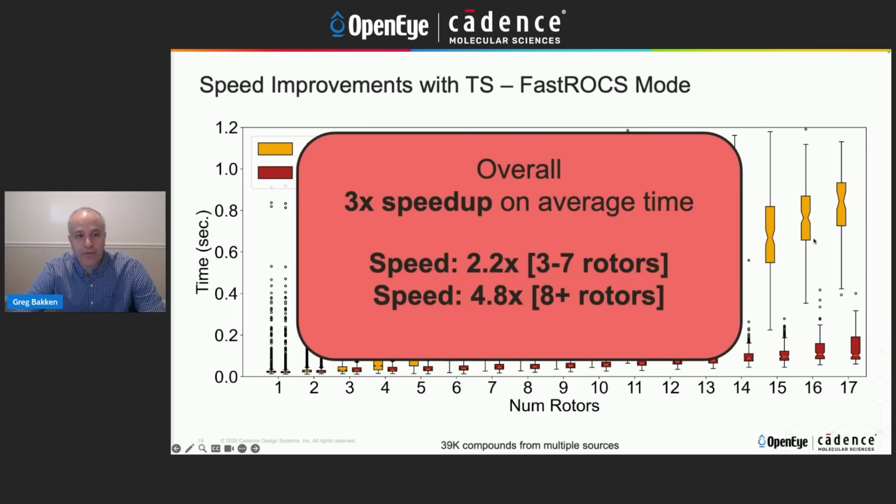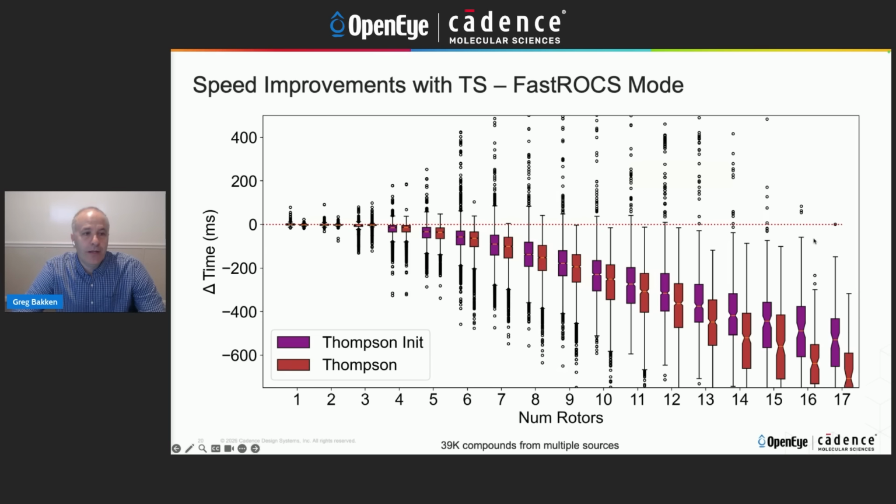So it's a little bit more of a speed up with the larger compounds, a little bit less with some of the smaller compounds that tend to have smaller conformational space to sample from because there are fewer rotors. If we look at a delta plot here, now we can compare easily the optimized version of Thompson sampling and the initial version of Thompson sampling.